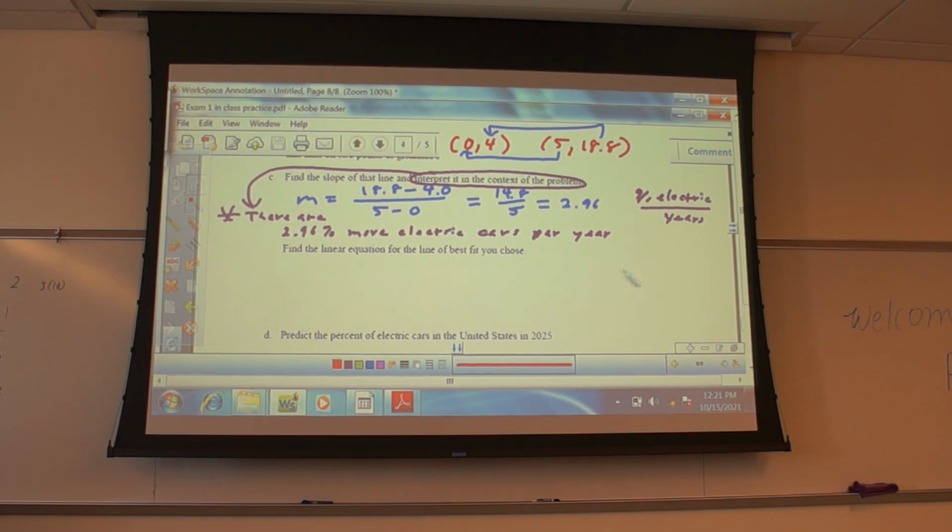Great. Find the linear equation for the line of best fit you chose. So I know that it's y equals mx plus b. This whole exam, that will be it. You just have to figure out what your m is and what your b is. So my b is my initial amount, my starting amount, so b is 4.0. Then I have y equals my m, which is 2.96, x plus b, which is 4.0.